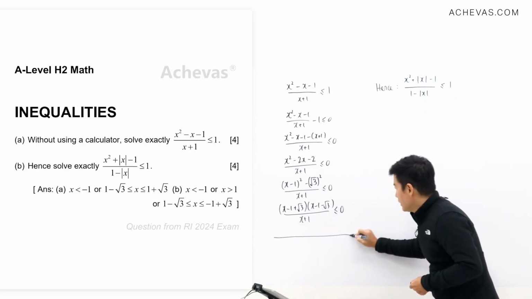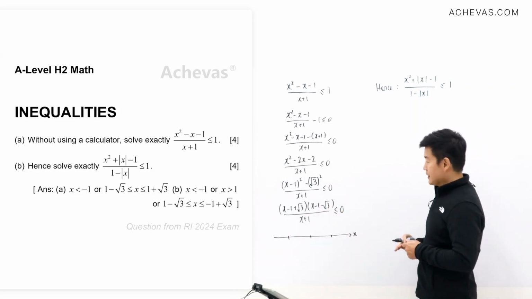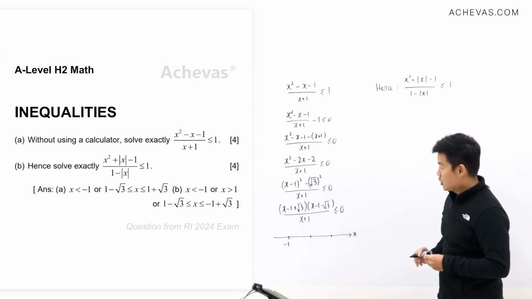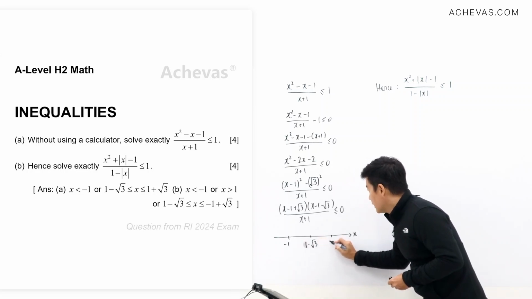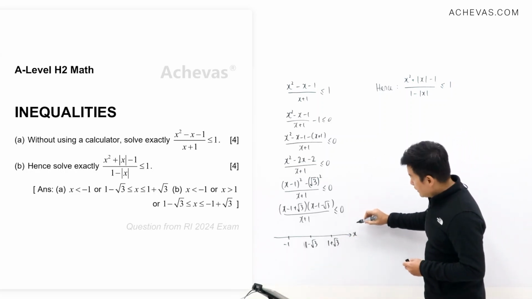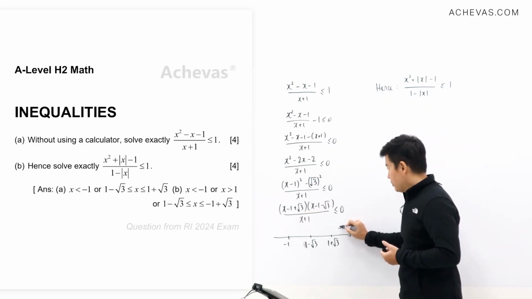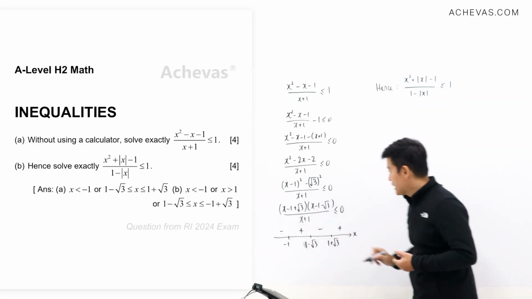And I'm going to draw the number line, putting in numbers that will cause each of the linear factors to be 0. So x equal to minus 1 will cause the linear expression in the denominator to be 0. Likewise, we will have 1 minus square root of 3 and 1 plus square root of 3 here. Substituting a number that is bigger than 1 plus square root of 3 into this entire expression, we will get a positive number. So I'm going to put a positive here, doing likewise to the 3 other intervals: here will be negative, here will be positive, here will be negative.